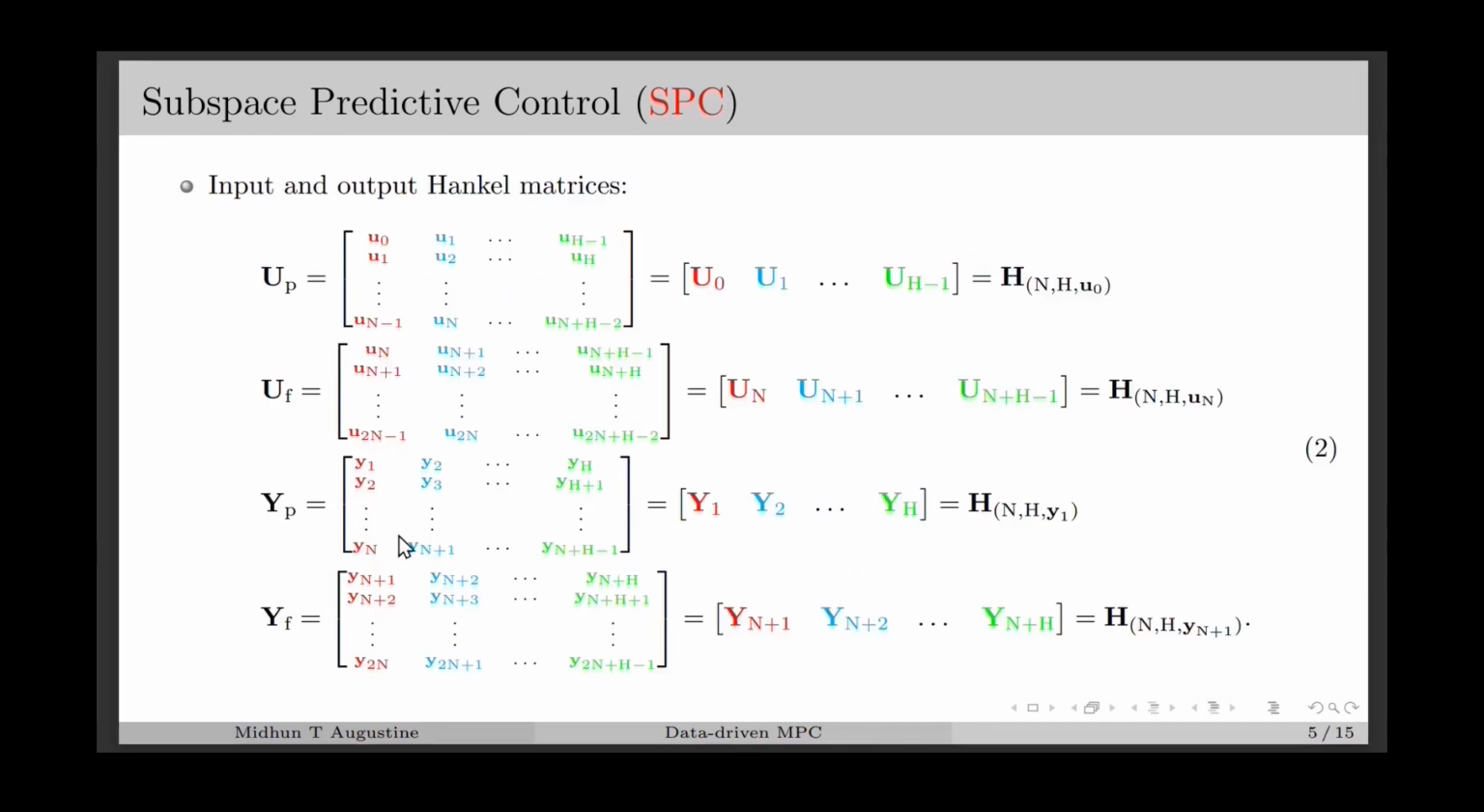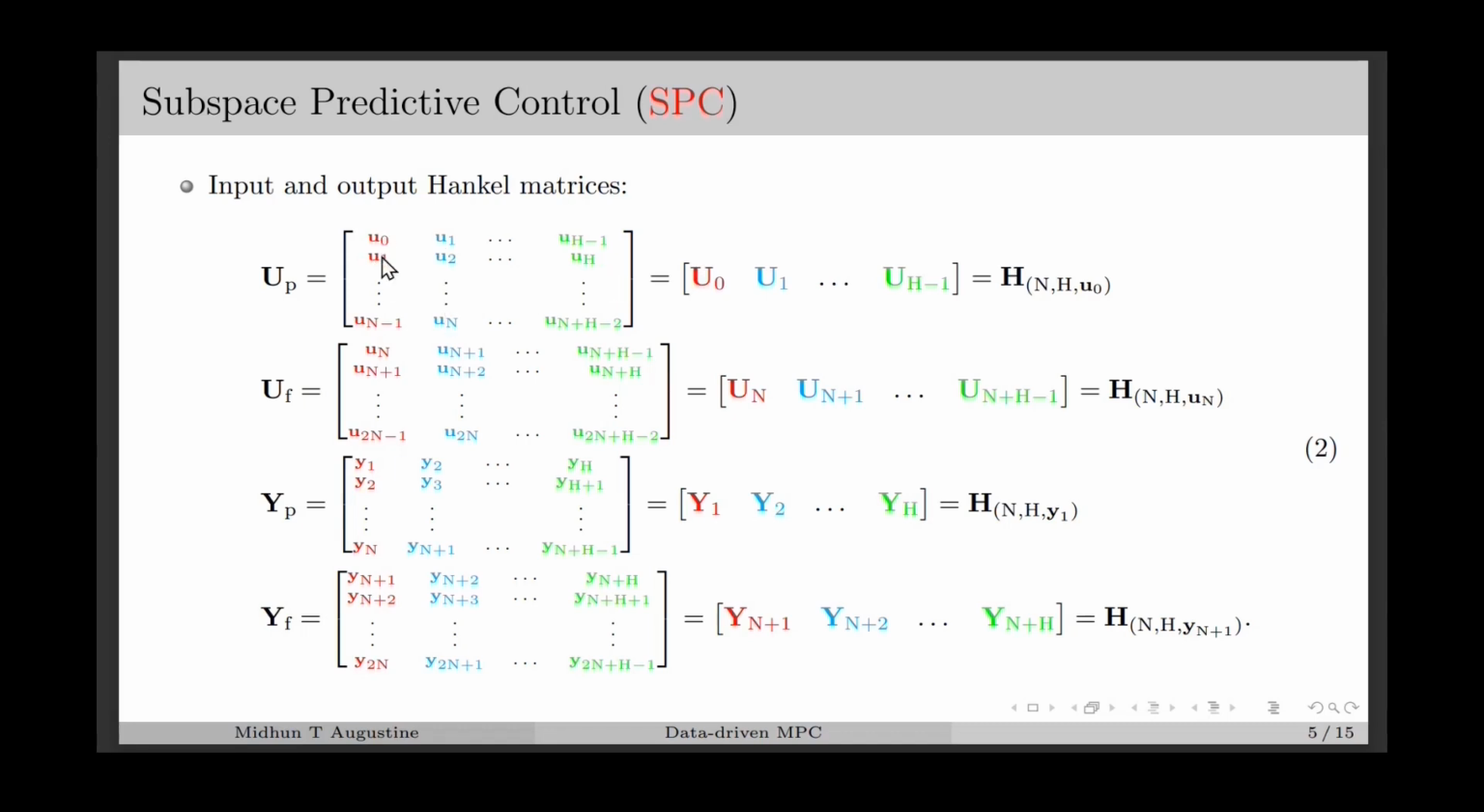Now, using the training data, the input and output block Hankel matrices can be constructed as in equation number 2. Here UP and UF are the input block Hankel matrices, which represent the past and future sequence. And UP can be defined as the block Hankel matrix H with capital N row entries, capital H column entries, and the vector U0 as the first element. Capital U0 denotes the first column of this matrix, and capital U1 the second column, and so on.